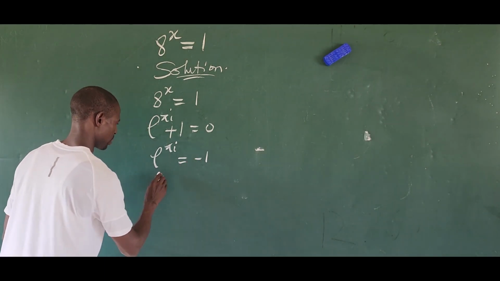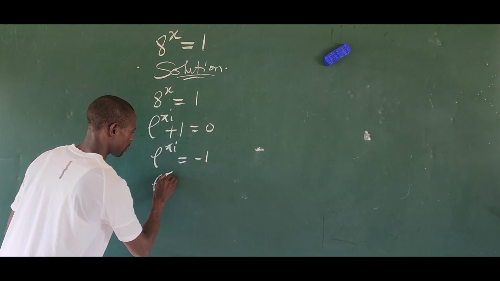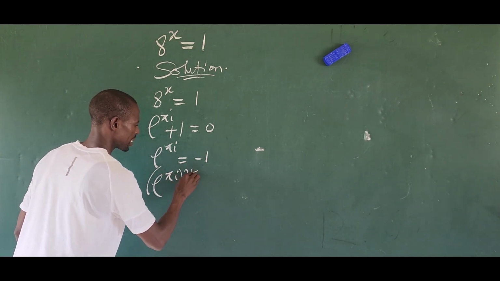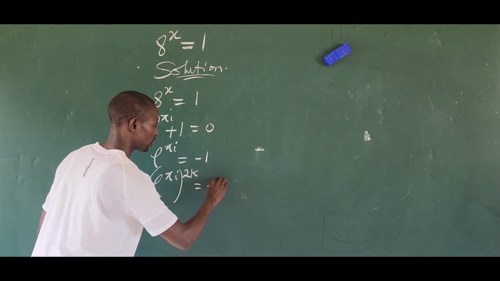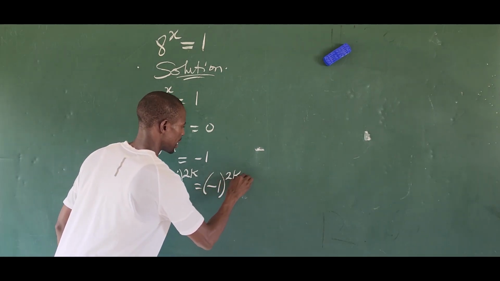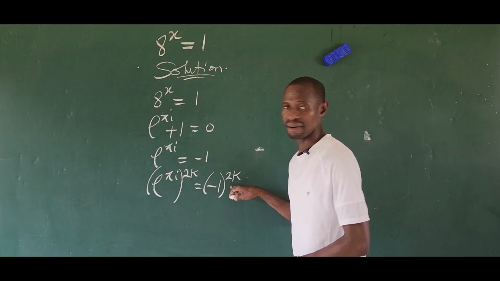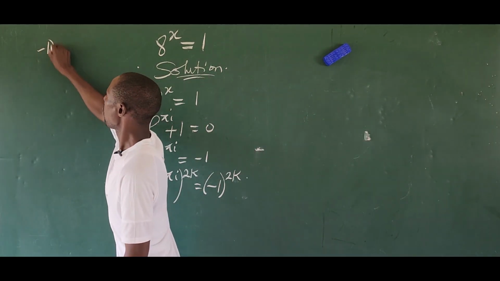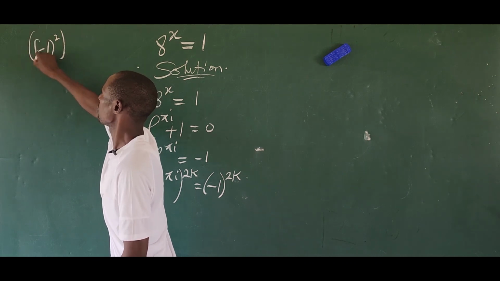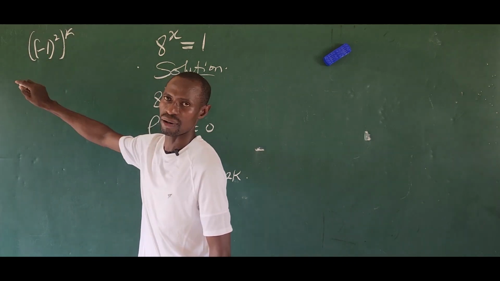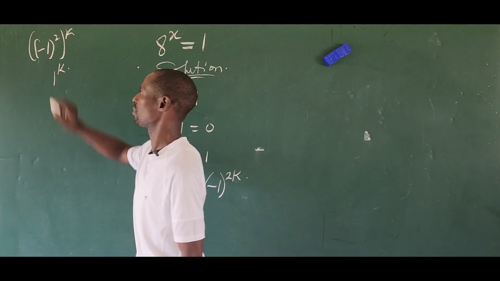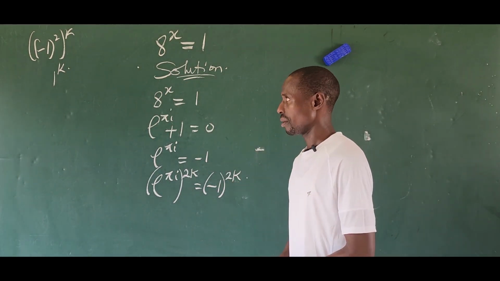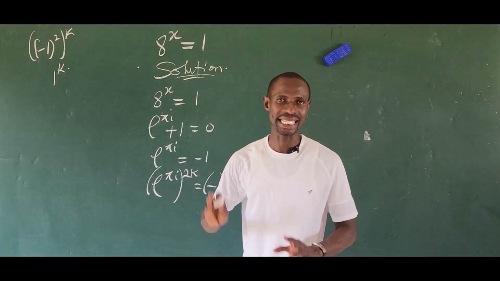So if we raise this, we get e to the power of pi i, all raised to the power of 2k, is equal to minus 1 all raised to the power of 2k. Easy. We can rewrite this as minus 1 all raised to the power of 2, all raised to the power of k. And minus 1 to the power of 2 will give us 1, all to the power of k. So rewriting this is going to give us 1, because we said k is going to be a set of constants.